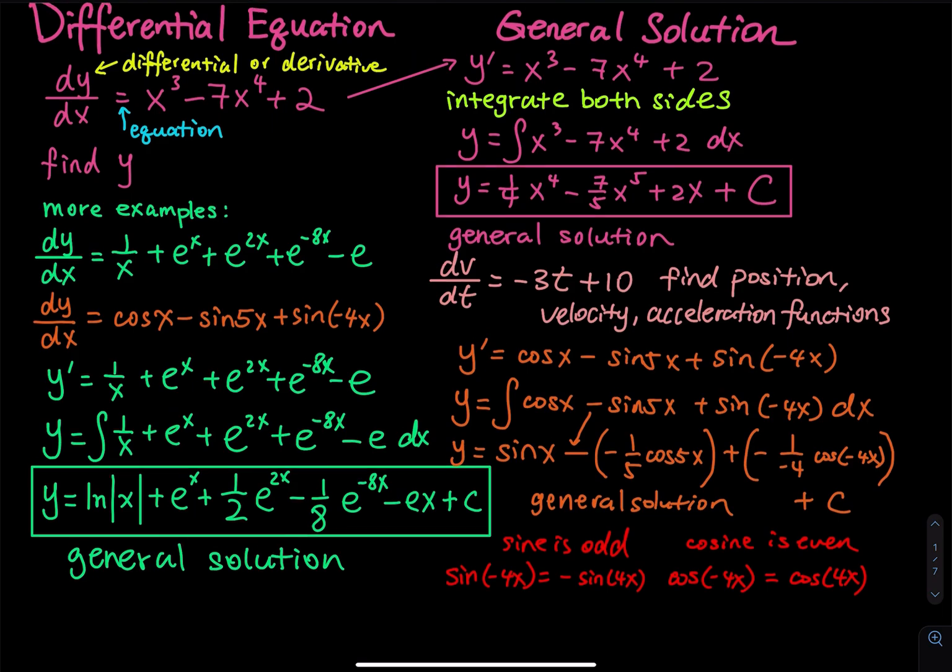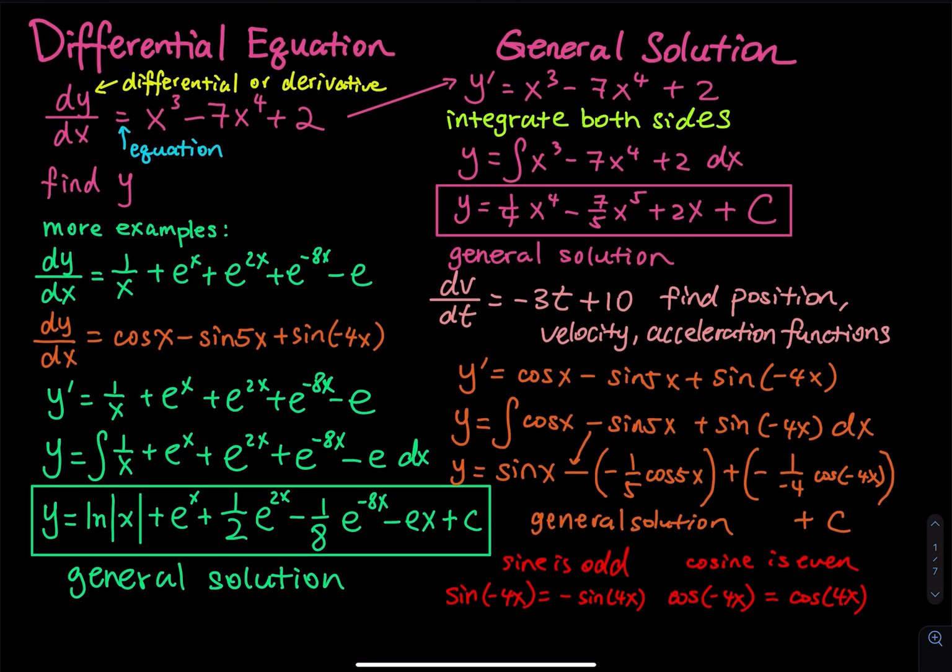So the last one, do you see that I have a dv/dt? So this is a v prime. I gave you v prime equals negative 3t plus 10. I want you to find the position function, velocity function, and acceleration function. We talked about this in the past, but let's go ahead and review this first.